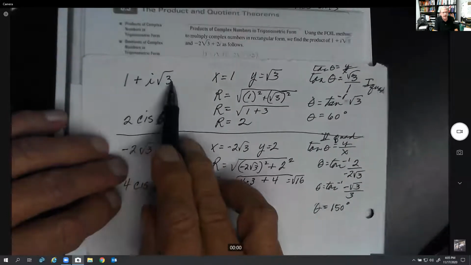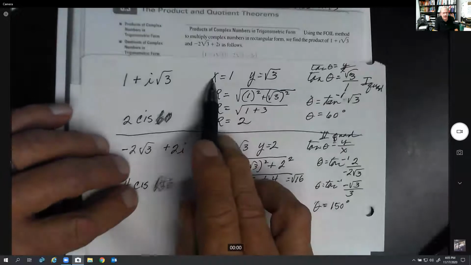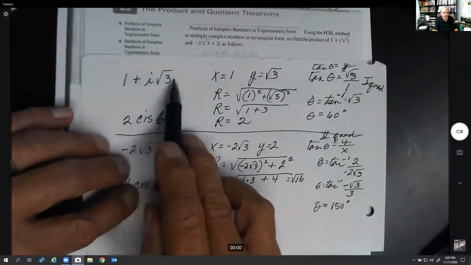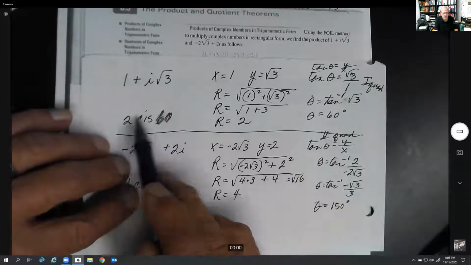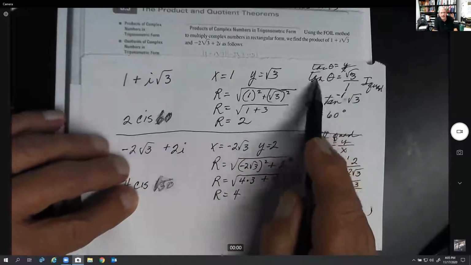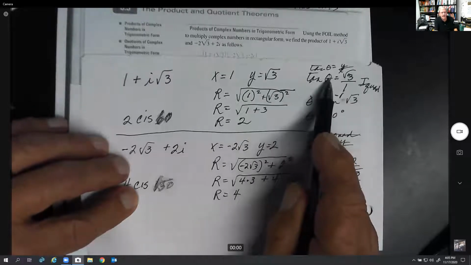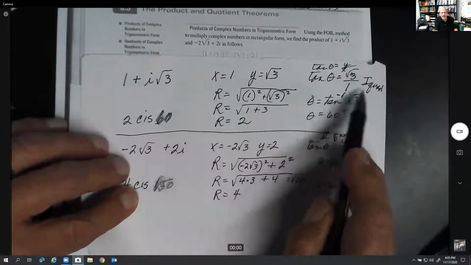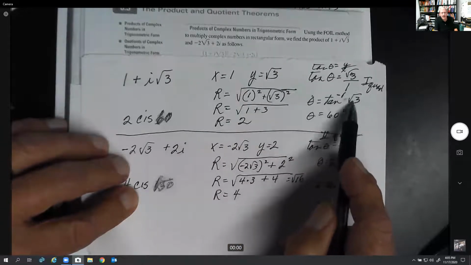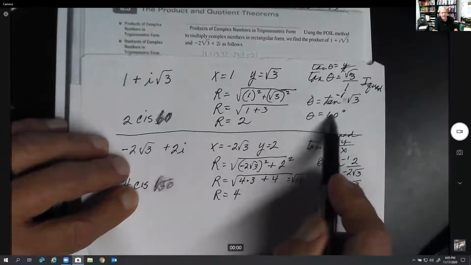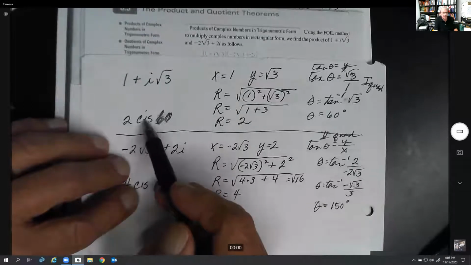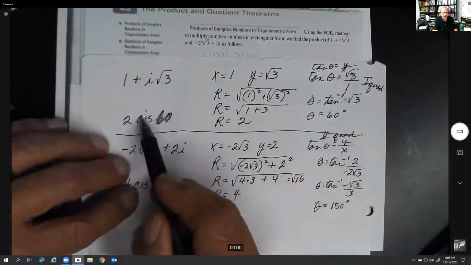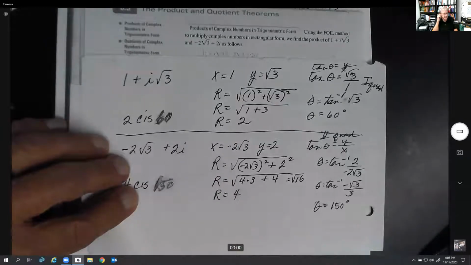I took 1 plus i radical 3, and x would be 1 and y would be radical 3. And I calculated the r, and it came out to be 2. And I calculated the angle using the tangent of theta equals y over x, and it came out to the radical 3, and I looked that up, and this would be in the first quadrant, so that came out to be 60. So I had 2 cis, cosine 60 plus i sine 60.